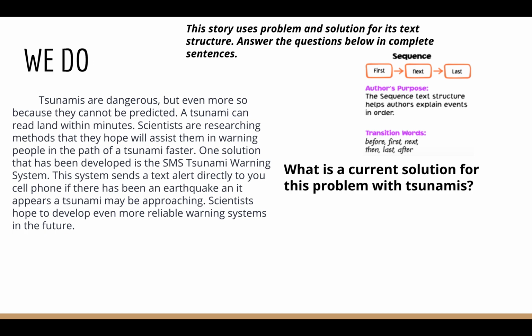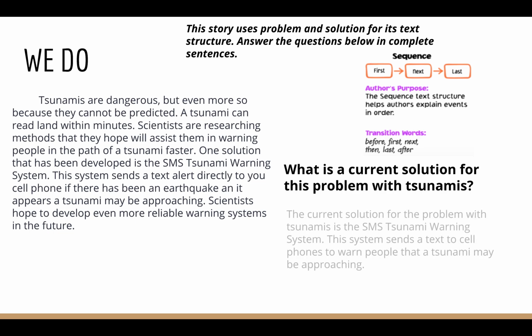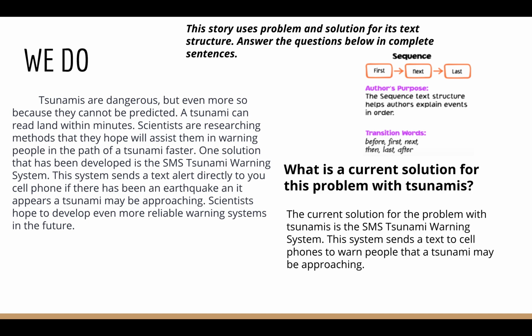What is the current solution for this problem with tsunamis? Go back in the text, scan the text, restate the question, provide the correct answer. The current solution for the problem with tsunamis is the SMS tsunami warning system. This system sends a text to cell phones to warn people that a tsunami may be approaching.